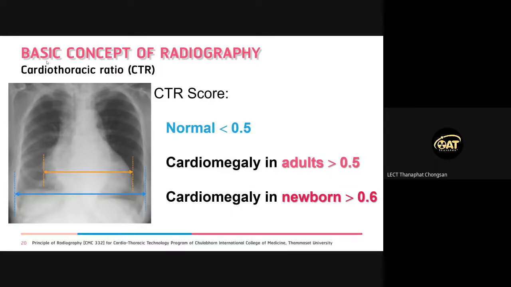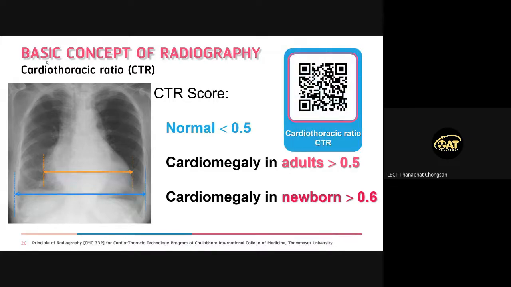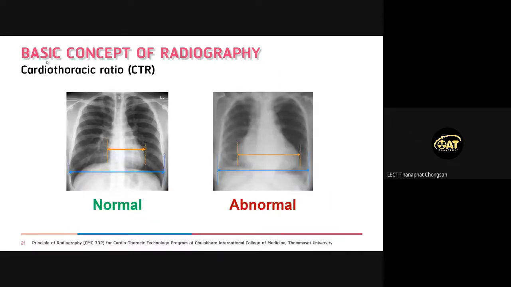For CTR score interpretation, okay, normal CTR score is 0.5. But more than 0.5 in adults or 0.6 in newborns indicates cardiomegaly. Everyone can scan this QR code for more information about calculation of CTR or cardiothoracic ratio. Okay, here is a comparison image between normal and abnormal size of heart. This is a normal patient and a cardiomegaly patient.